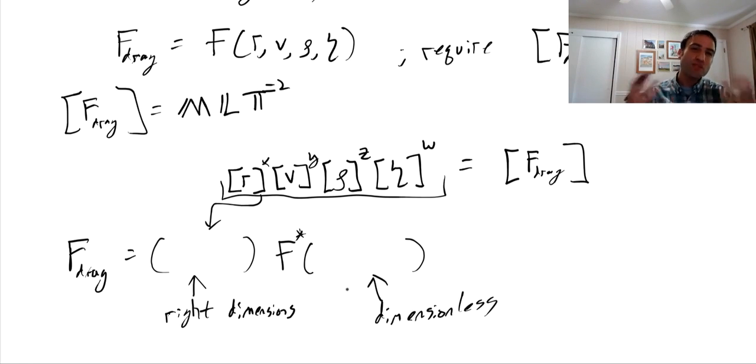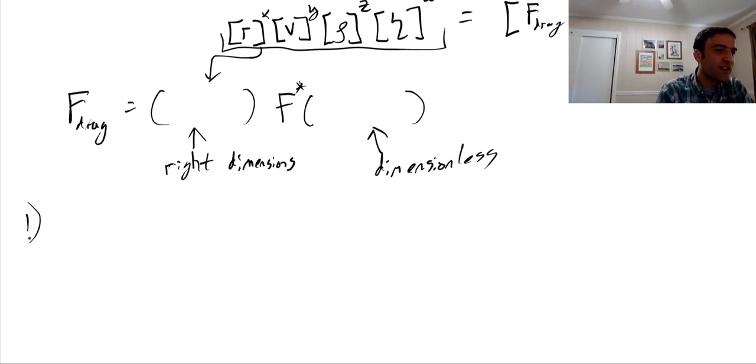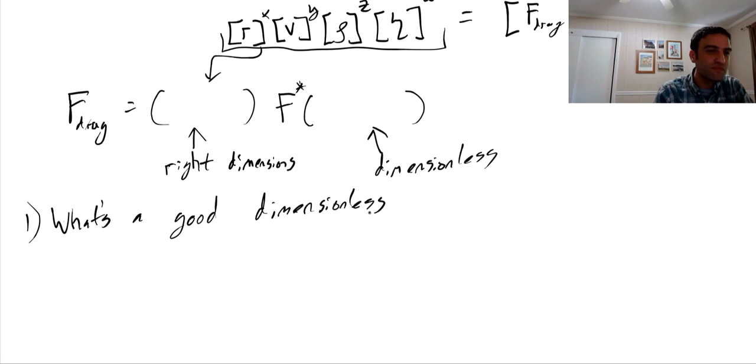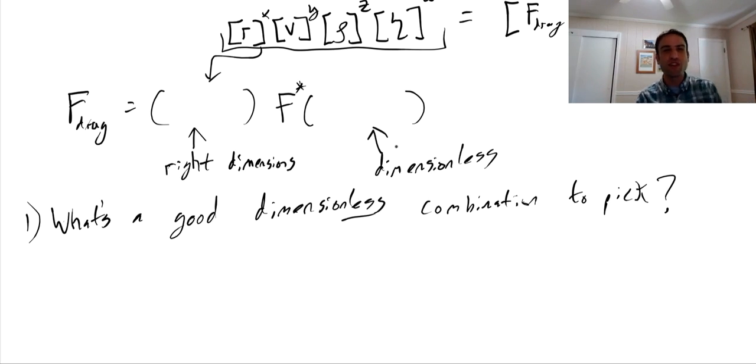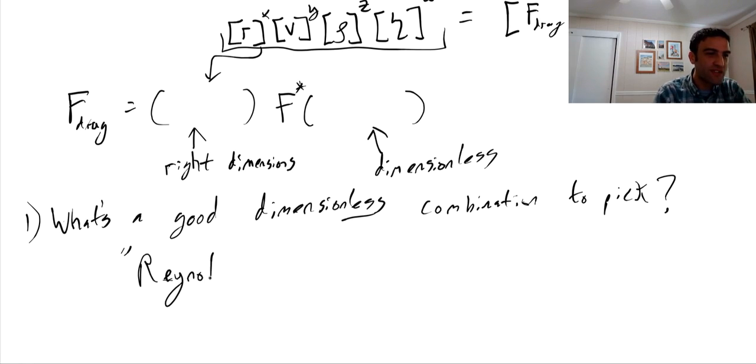So I'm going to use some of the physical intuition that we will learn about later in this class when we talk about how fluids behave. Okay, so one, what's a good dimensionless combination to pick, to put inside this function f star, okay? And it turns out that in doing all kinds of problems that involve fluid, and especially fluid flows, there's something called the Reynolds number. The Reynolds number.